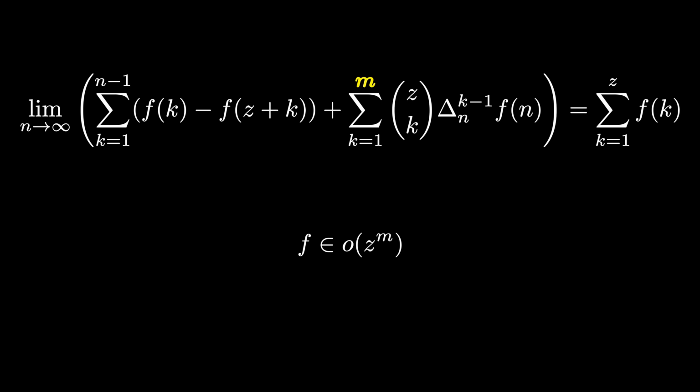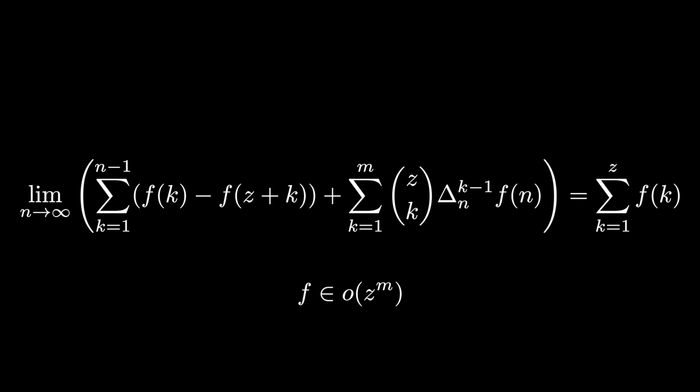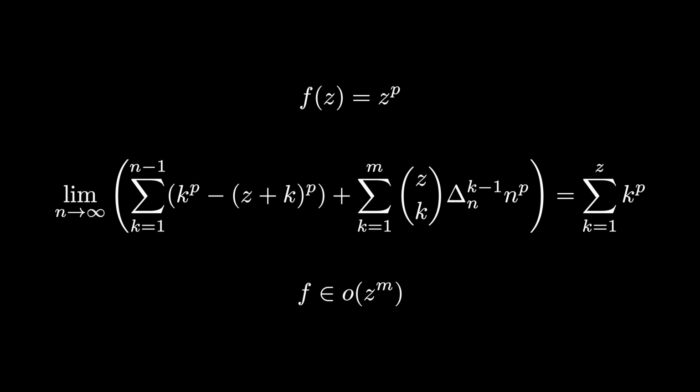For this video, we'll only be taking the fractional sum of one specific type of function, z to the p, where p is a complex number. The growth rate of z to the p is determined by the real part of p, so this formula works only when the real part of p is less than m. This isn't a problem because we can always choose m to be big enough, but it'll be important later.